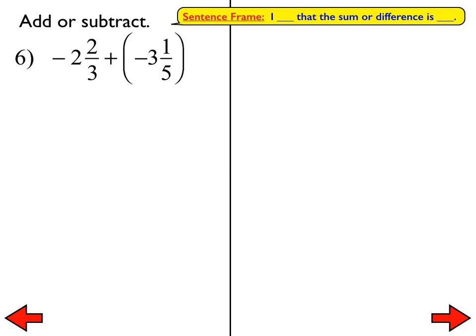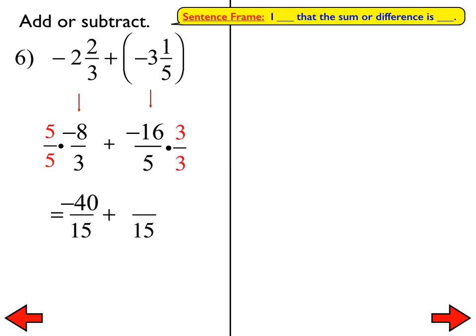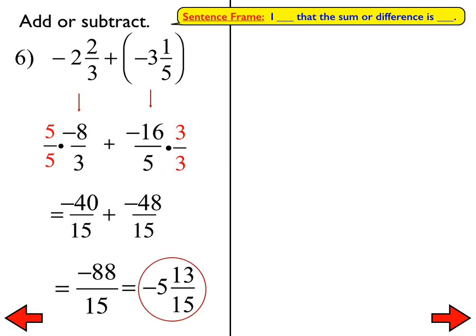All right, let's see if that is correct. You said negative 5 and 13/15 for the sum. Convert to improper fractions like this. And then at that point, it's just a regular problem, much like the last one. Common denominator is 15. And then we convert back to a mixed number after we get negative 88 over 15. So negative 5 and 13/15. Very good. All right, one more problem, and then we are finished.